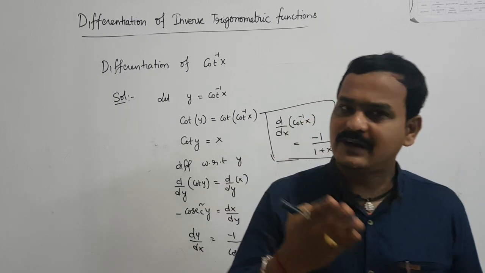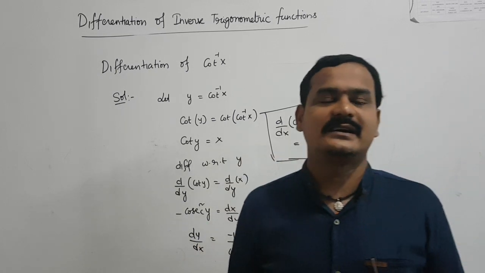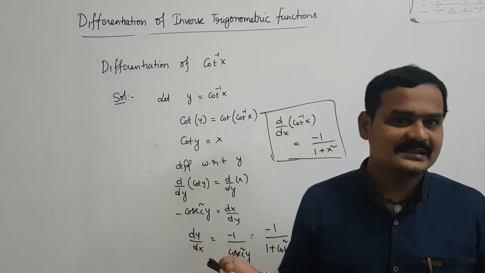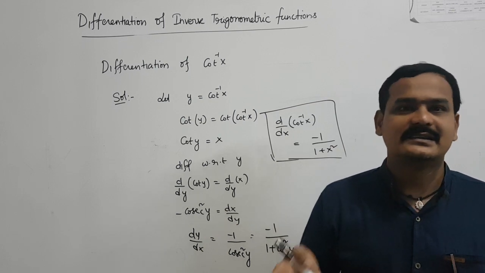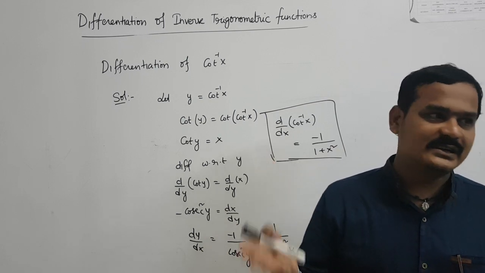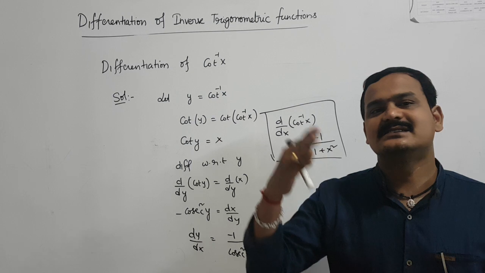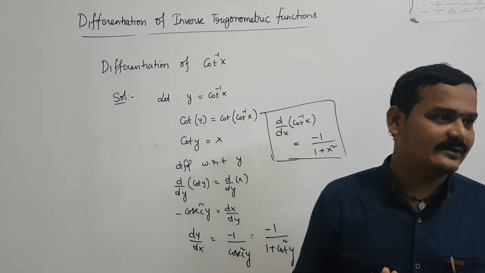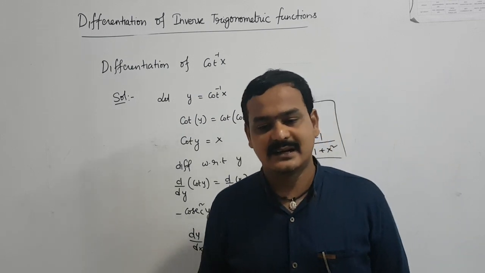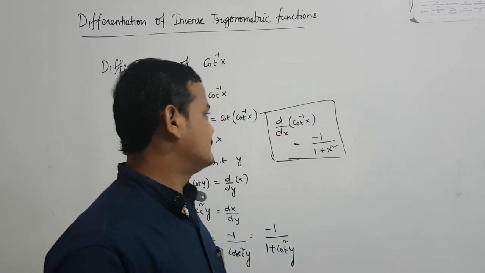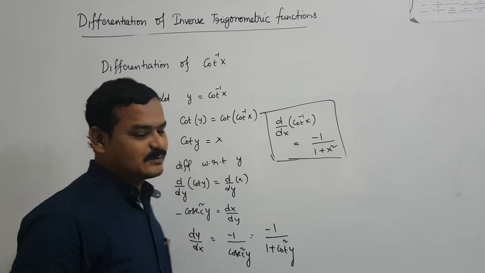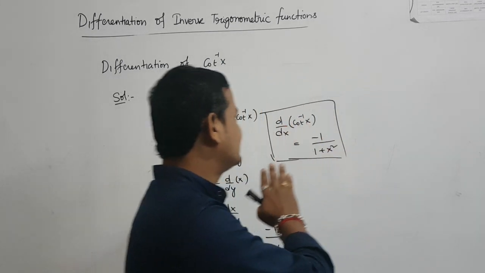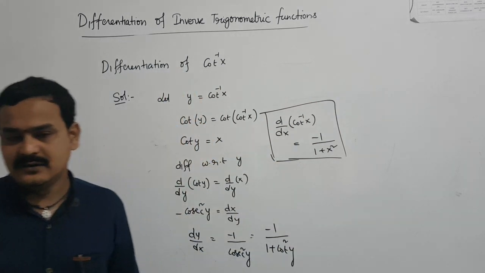Same model. If you need to find the derivative of sec inverse of x, take y is equal to sec inverse x, so sec y is equal to x. Differentiating with respect to y, sec y into tan y is equal to dx by dy. So dy by dx is equal to 1 by sec y into tan y. Convert the functions into tan functions and sec functions, then you can get the value of the differentiation. In this process, you can now derive the differentiation of all trigonometric functions.